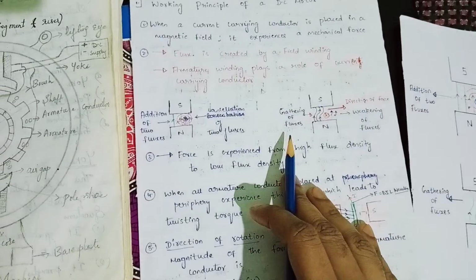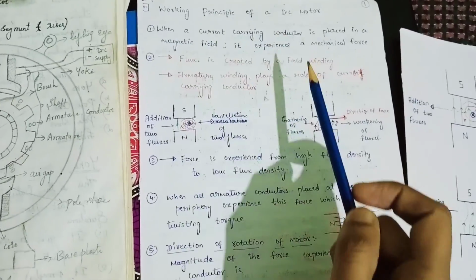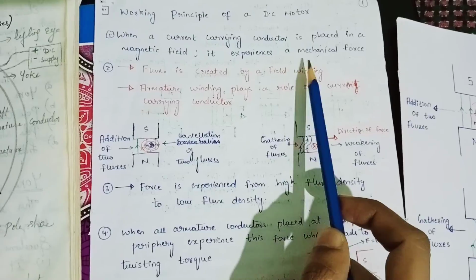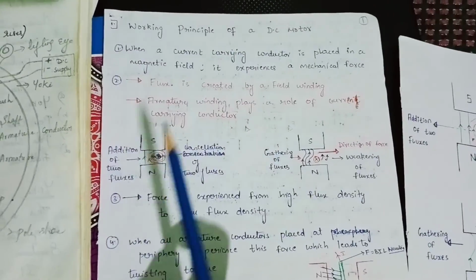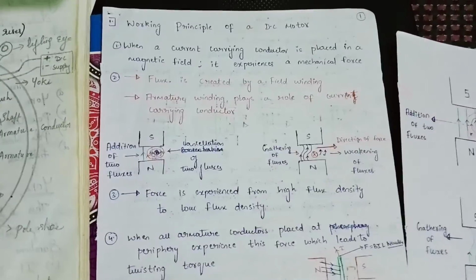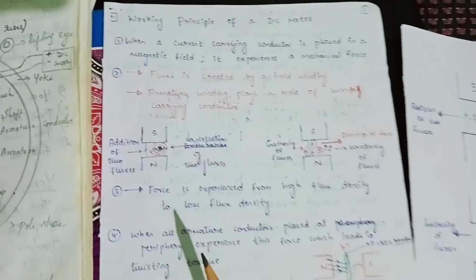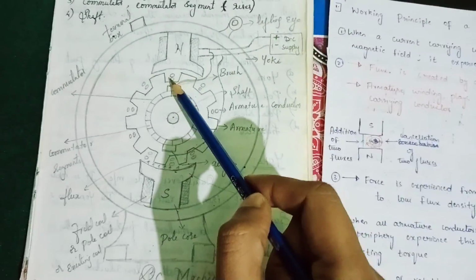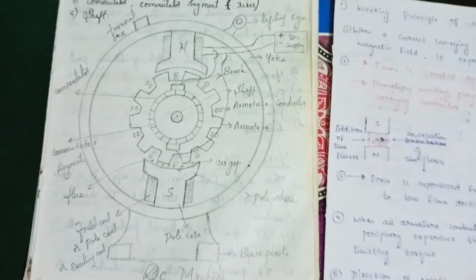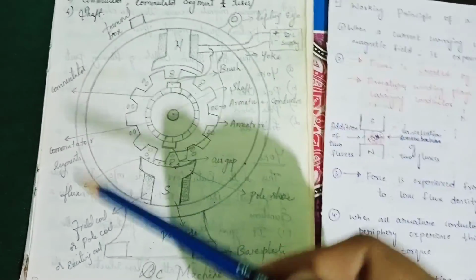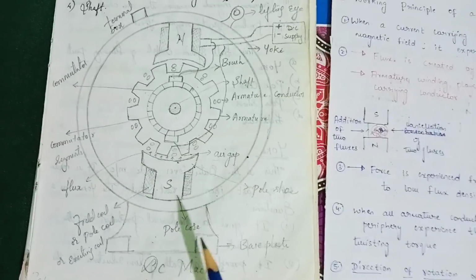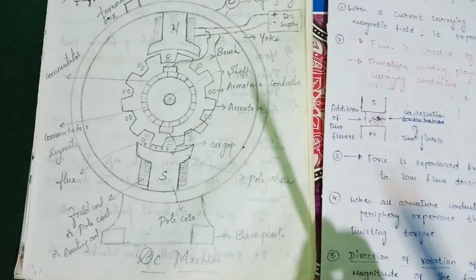Let us see how it works. When a current carrying conductor is placed in a magnetic field, it experiences a mechanical force. The flux is created by the field winding. How is it created by the field winding? I have already said, when you excite the field coil, the magnetic field flows from north pole to south pole. That is where the flux will be generated, right? This we have seen in the DC generator. It is similar in the DC motors.